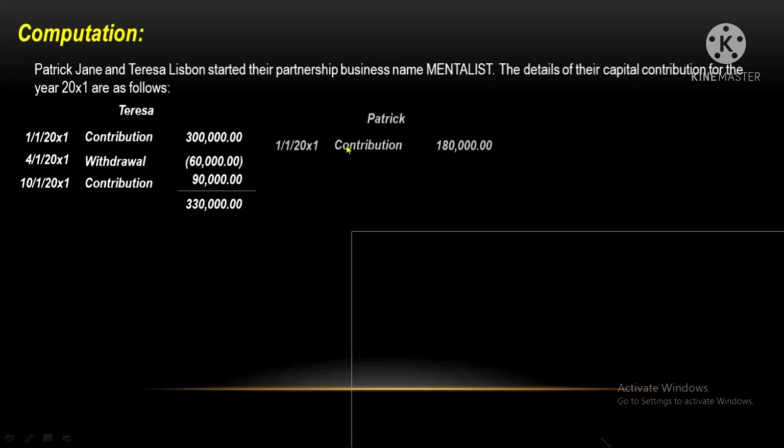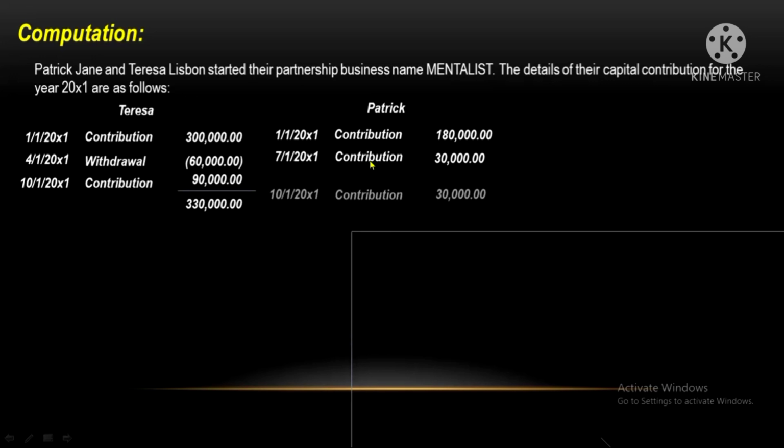On the other hand, Patrick contributed at the very beginning only 180,000, but he then added to his investment by 30,000 on July 1, 20x1, and another 30,000 on 10/1/20x1. So Patrick's capital became 240,000. And that's it for their capital contributions.